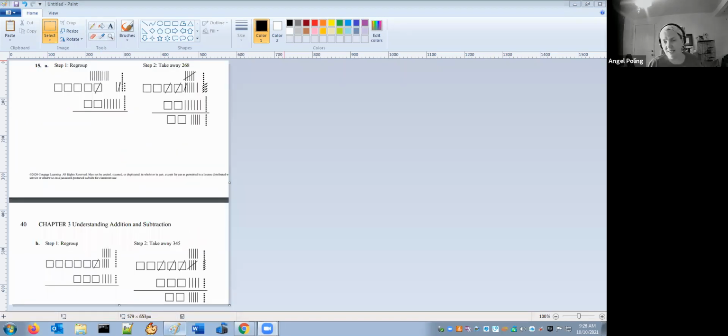As you can see here, this is the book's representation. It's all in the same color. There's no key because the key is understood to be the base 10 representation of these numbers, the base 10 shorthand. In their images, they did the regrouping in one image and then the takeaway in another image. I did it all in one image.